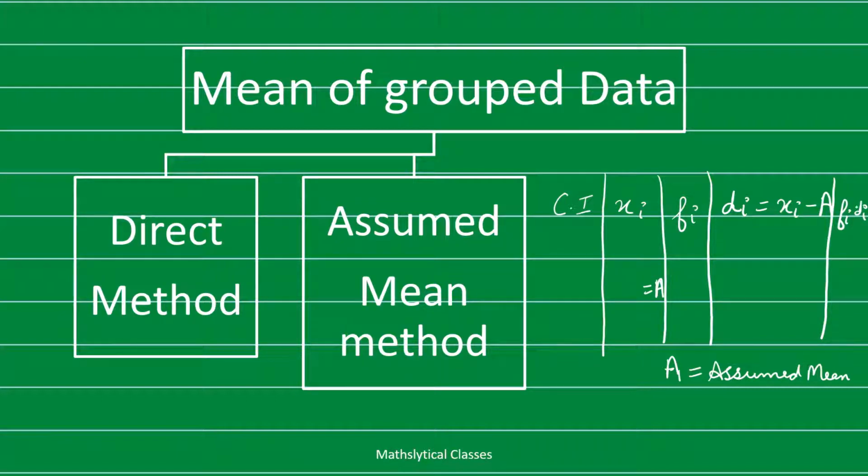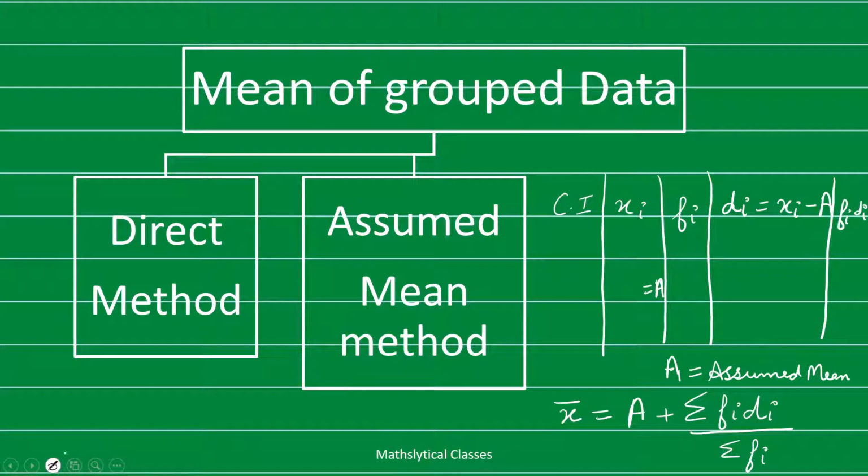After finding fi into di, we use this formula for the mean: x bar equals a plus summation fi di divided by summation fi. So this is the way of finding the mean using the assumed mean method.